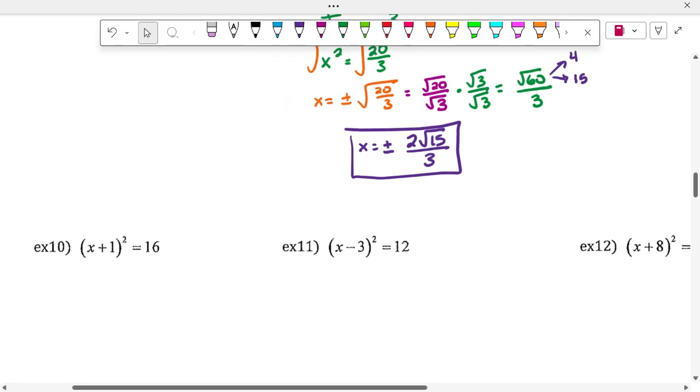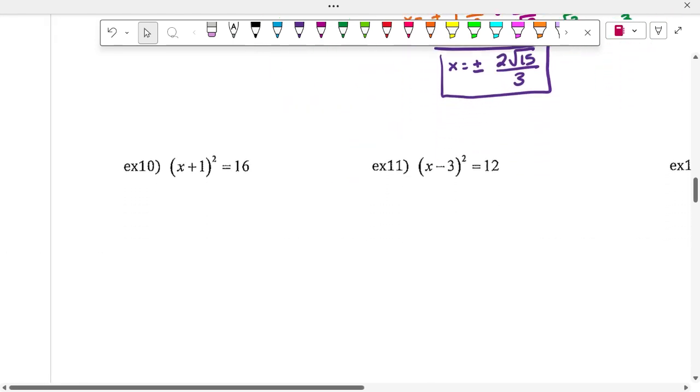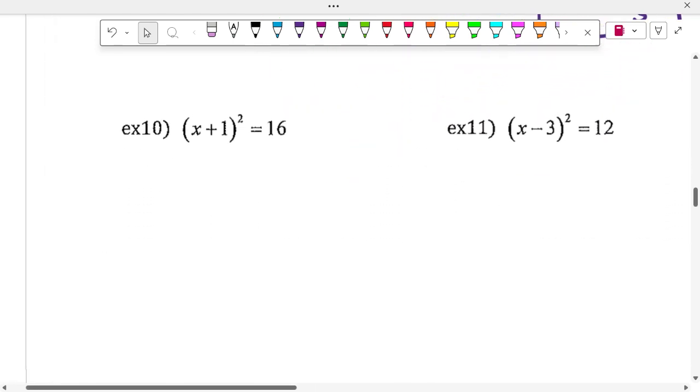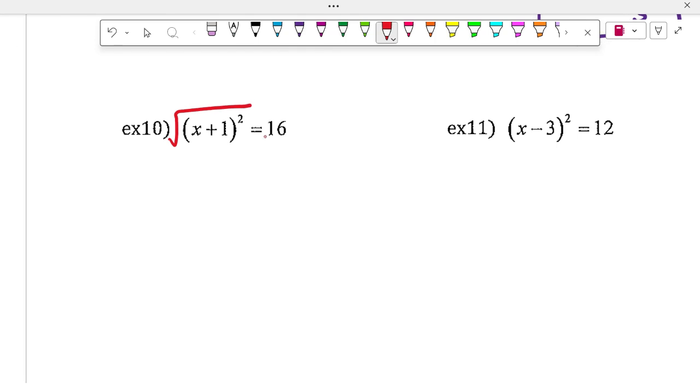All right. Now let's look at when we have a binomial squared. So again, this is where SADMEP will help you. Look at 10. Do I subtract the 1 first, or do I take the square root first? Why? Right, parentheses come after exponents in SADMEP. So we square root both sides. So I get x plus 1 is equal to plus or minus 4.